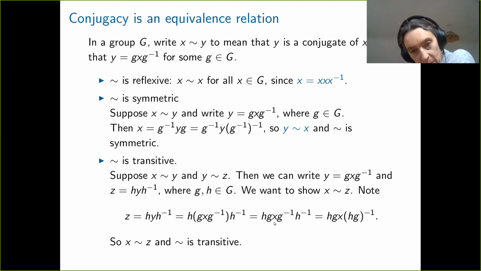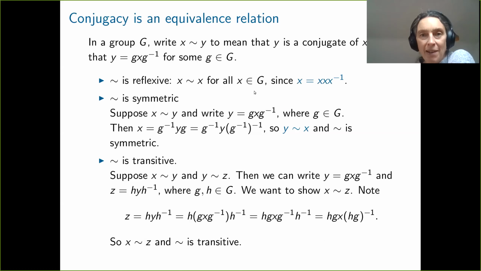Here we have x composed on the left with hg and on the right with the element g inverse h inverse, which I claim is nothing but the inverse of hg. Okay. So if you believe that, then we're showing that z is x composed on the left with hg and on the right with the inverse of hg, which is indeed saying that z is conjugate to x and that the relation of conjugacy is transitive.